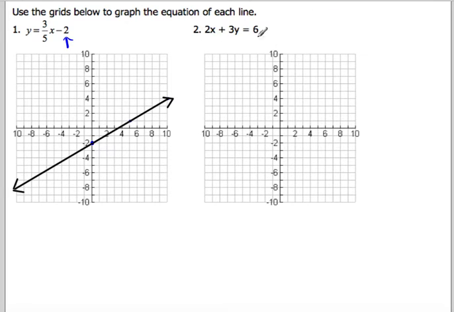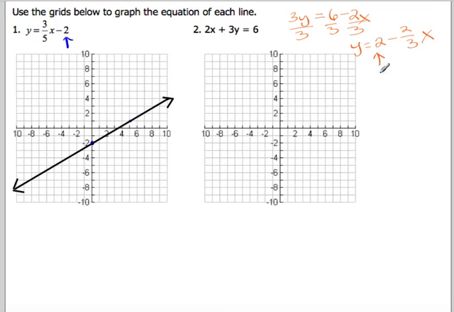On the second one, we need to solve for y. I'm going to start by subtracting 2x. That'll give me 3y equals 6 minus 2x. You could also write it as -2x plus 6. Then I'm going to divide everything by 3 to get the y alone. 6 divided by 3 is 2. And leave this as a fraction here, -2/3 x.